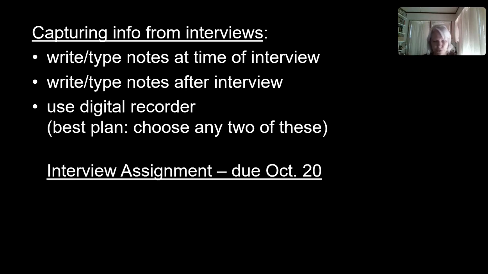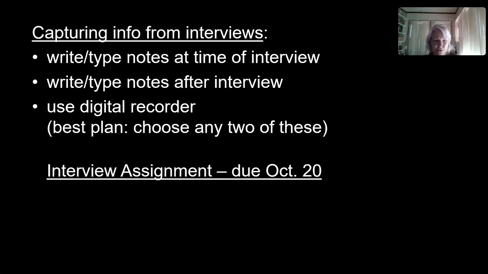So you have a few options. One is to write or type notes at the time of the interview. So while you're talking to the person, you are jotting down a few notes in your notebook or typing something into a Word doc, whatever it is. Of course, the challenge of that is keeping the conversation going, listening, and trying to write things down at the same time. You all do that all the time when you listen to a lecture and take notes on it. Part of you is still listening to what's happening in the lecture, even while you're taking notes on what was just said, right? So that's one possibility.